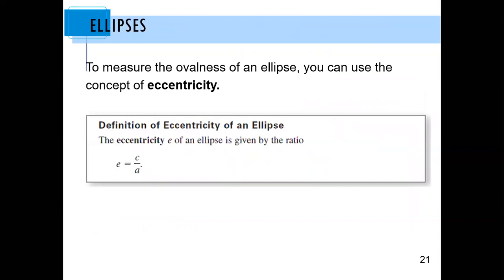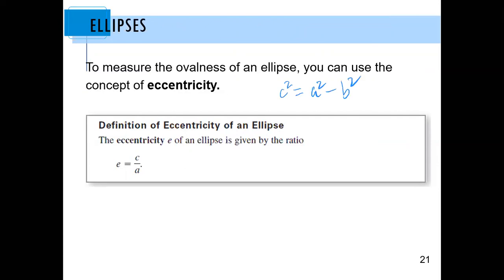So to measure the ovalness of an ellipse, you can use the concept of eccentricity. Eccentricity, okay? So eccentric means the more eccentric it is, the more squatty it is, the more squashed down the thing is, okay? So remember, c squared is equal to a squared minus b squared, right?